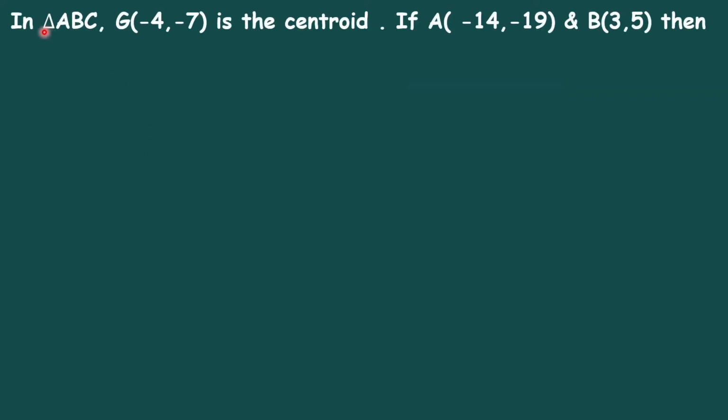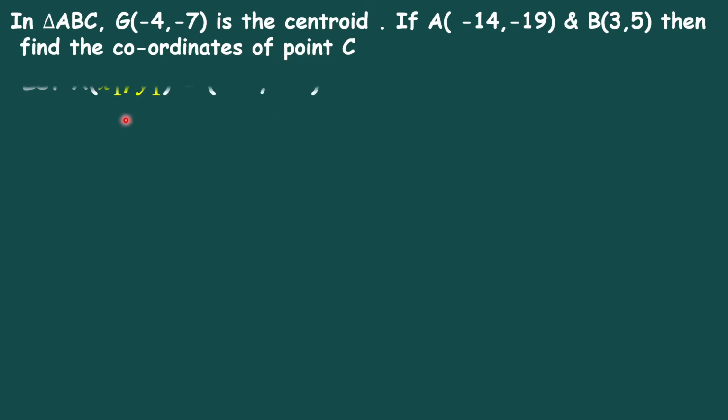Example number 8. In triangle ABC, the point G having coordinate (-4, -7) is the centroid. If A has coordinate (-14, -19) and the point B has coordinate (3, 5), then find the coordinate of point C.